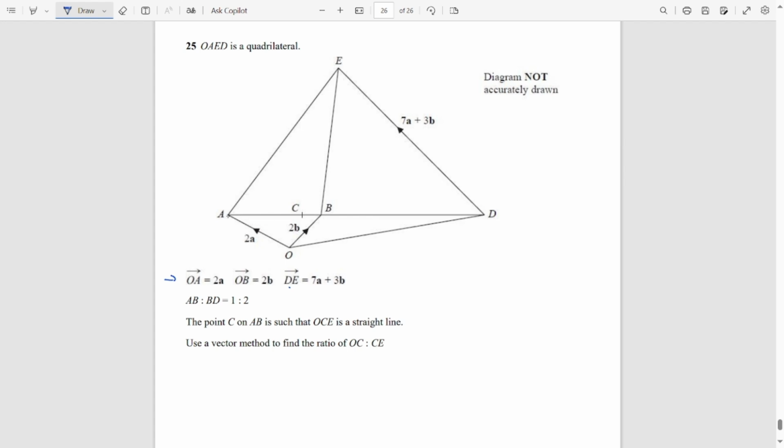So AB is this length here, and that is 1 part, and BD is this length here, and that is 2 parts. It is usually easier to convert these into a fraction. So I look at the total here. In total there's 3 parts, so this is 1 out of 3, and this other part here is 2 parts, so this is 2 out of 3.